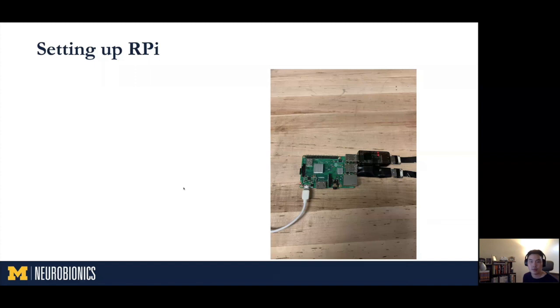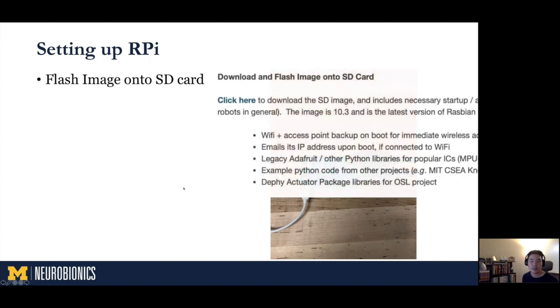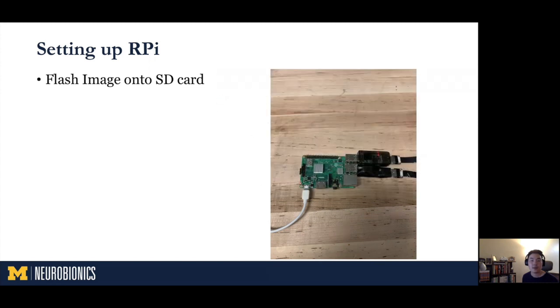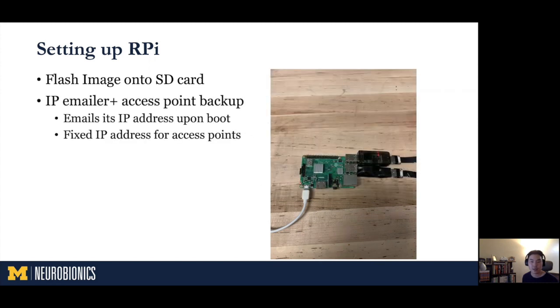In this slide, I will briefly go through how to set up the Raspberry Pi for operating the OSL. First, we would need an image file which includes the operating system of the Pi. We provide the image file on the OSL website, which includes the operating system and necessary software packages so that people can start using the Pi right out of the box. This includes an IP address emailer and access point, which is essential for accessing the Pi from a different workstation.